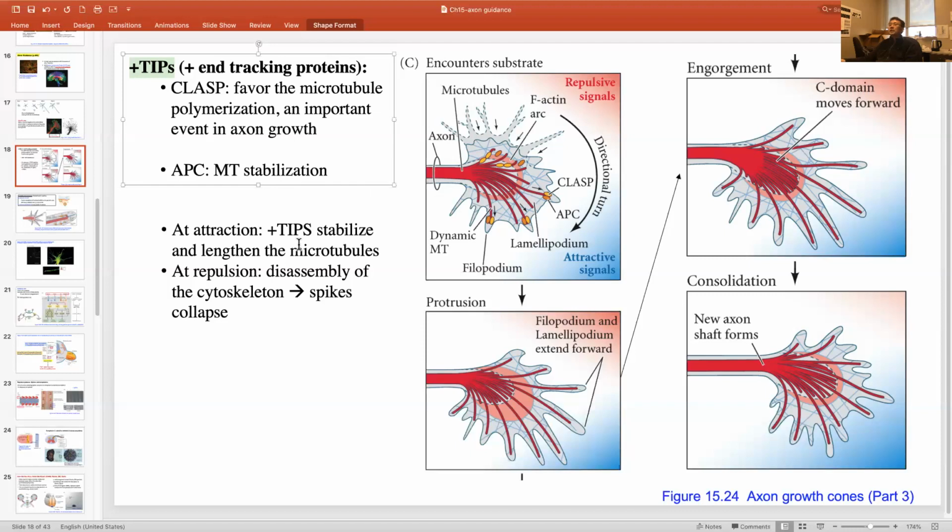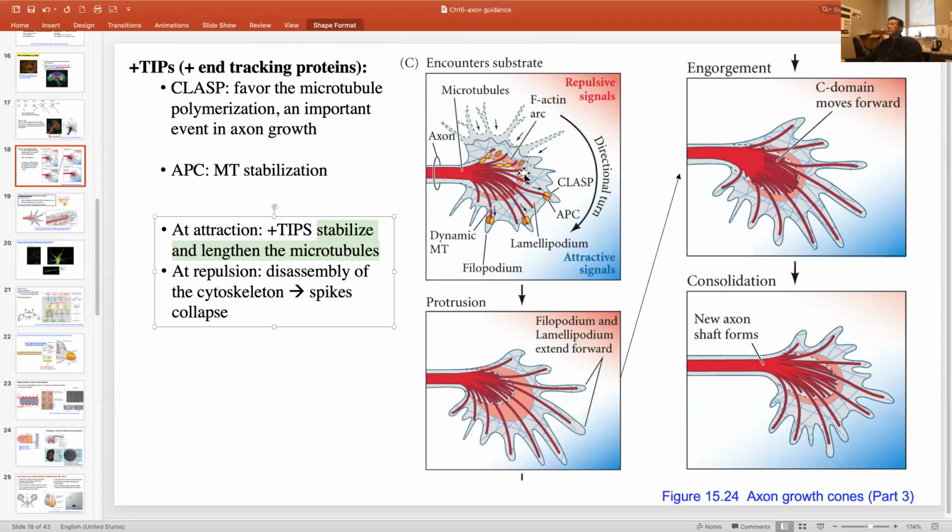Basically, they stabilize and lengthen the microtubules, so the plus tips allow the formation of the microspike, which is the filopodium. At repulsion, there's a disassembly again, the depolymerization of the microtubules. So then the whole filopodia structure is collapsed.